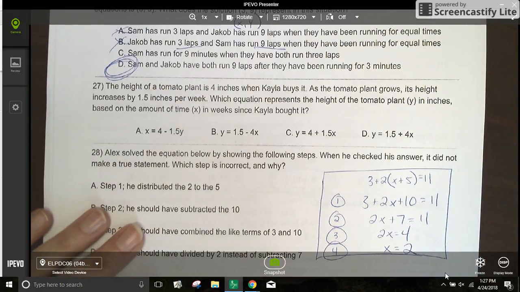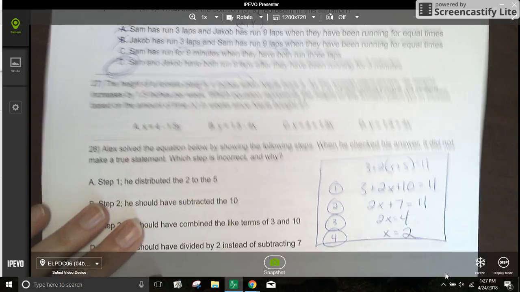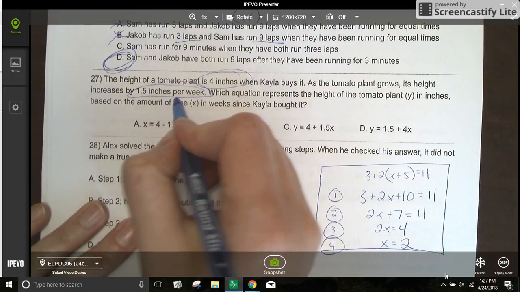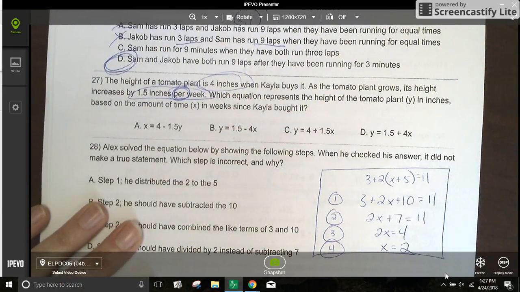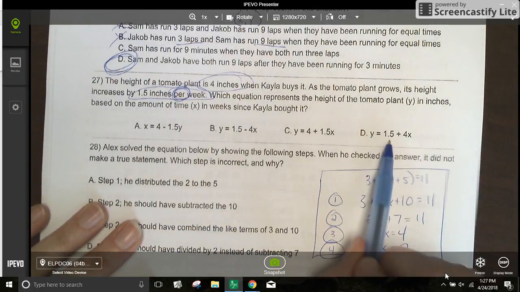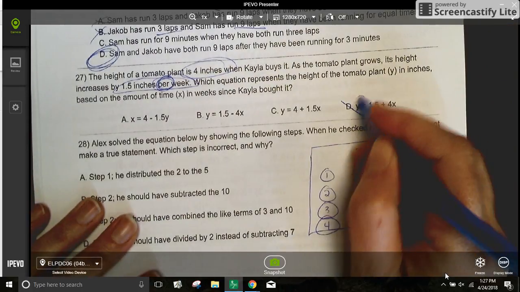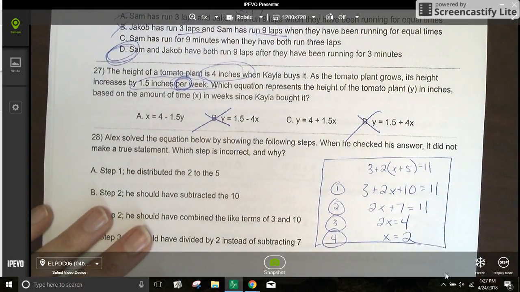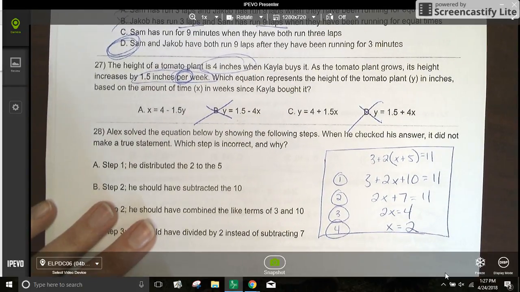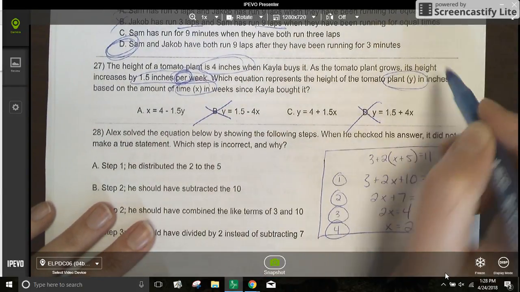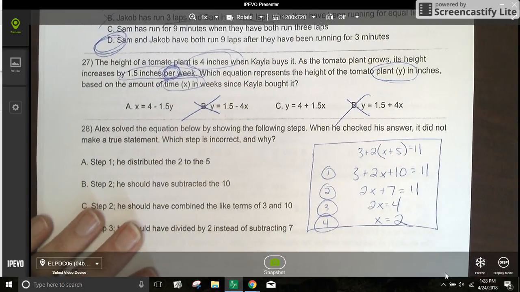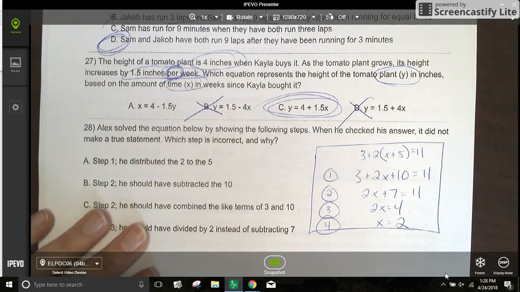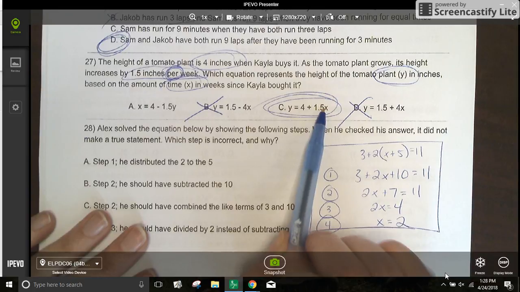27. It tells you that a plant is 14 inches when you buy it, and it grows 1.5 inches per week. So remember from before, if they say the word per, that's the one that goes with your variable. So in this one, the 1.5 is not with the variable. In this one, the 1.5 is not with the variable. And then you want to make sure that it's the right variable. They tell you that X is time and Y is height. So you would pick C, because Y is the total height and X is how long you have the plant.